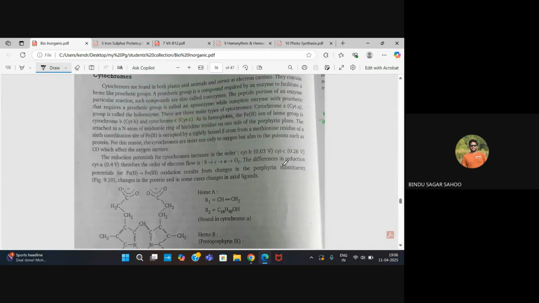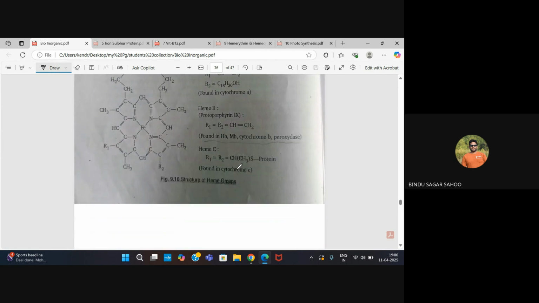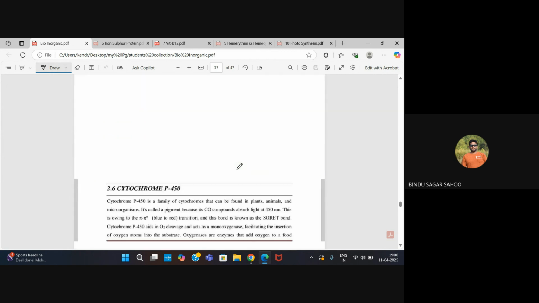Okay, so when the flow of electron occurs from one cytochrome to another cytochrome, there will definitely be a change in the metal atmosphere. Metal atmosphere means sometimes the metal will initially be iron 2, thereafter the metal can be converted to iron 3, and further it can be converted again to iron 2, like that. So particularly we will discuss the cytochrome. Now we will discuss cytochrome P450.